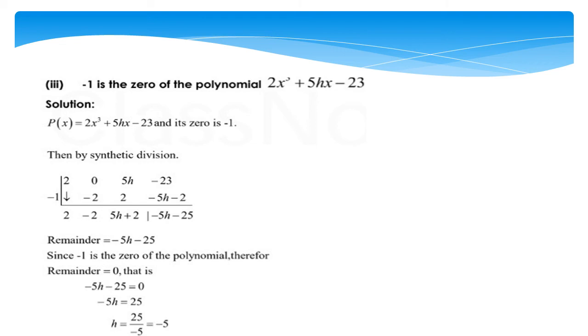Since minus 1 is a zero of the polynomial, the remainder is equal to 0. Minus 25 goes to the right hand side. Minus 5h is equal to 25, so divide 25 by minus 5. 5 times 5 is 25. The h value is minus 5.